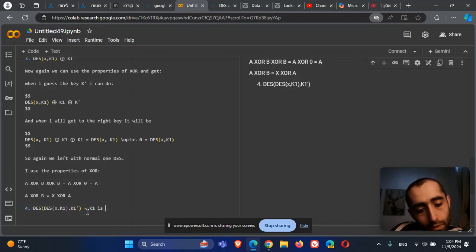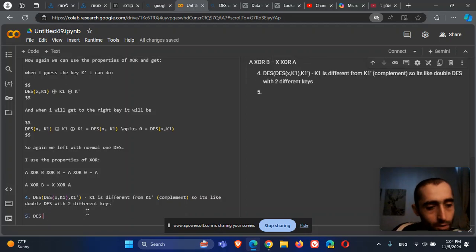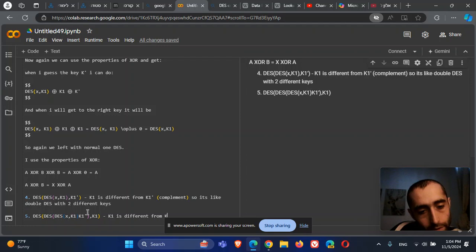I can say that K1 is different from K1 tag complement, so it's like double this with two different keys. I'm pretty sure that I may be wrong, because the next one is very, very similar to this. It's like this and this and this. On X, K1, on K1 dot, and K1, which I can say that K1 is different from K1 tag.